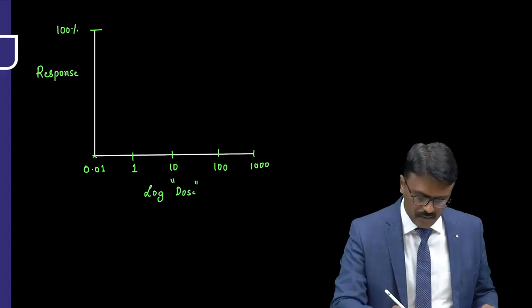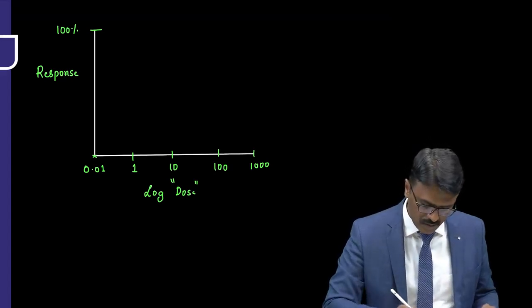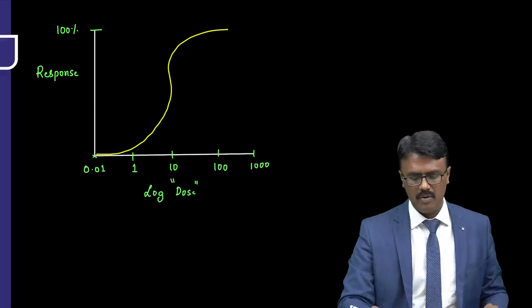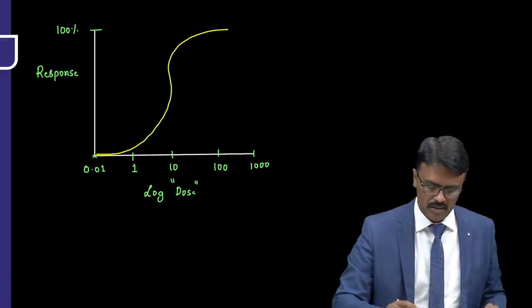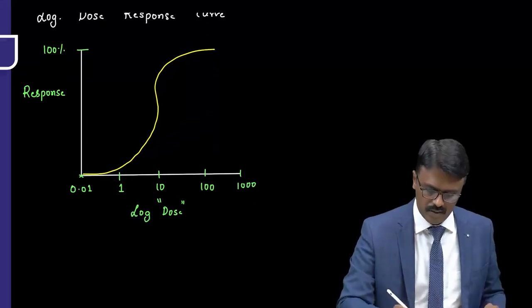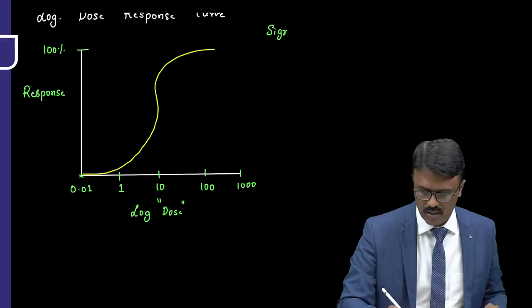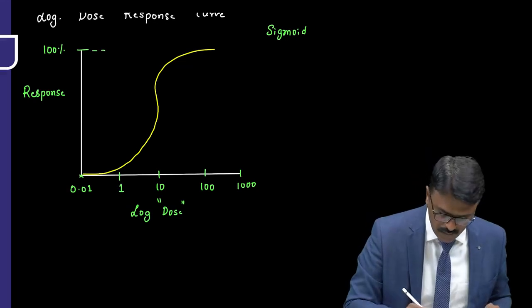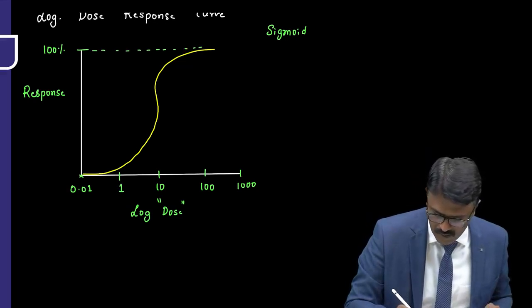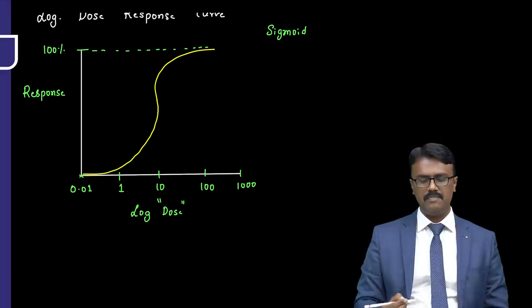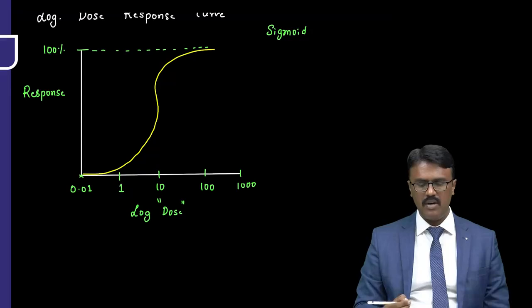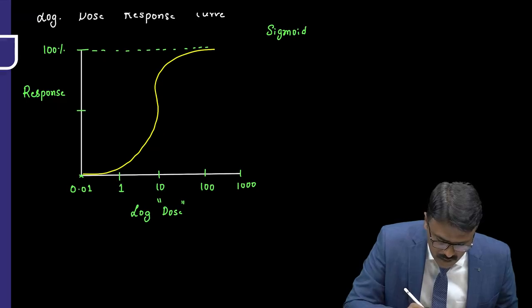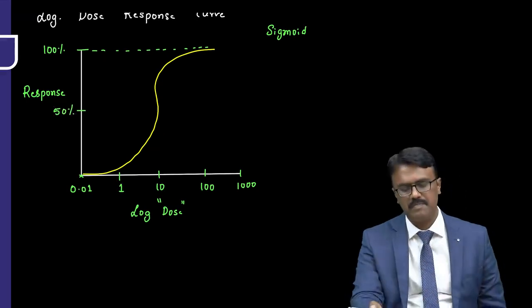Now when we plot the graph, you get a graph and the graph looks like this. So the graph looks S-shaped. And what is that S-shape called? The shape of the curve is called sigmoid shape. So the curve is a sigmoid curve. Now why after this will it not go up further? Because it has reached the maximum level. So it is an S-shaped sigmoid curve. And the maximum response is 100%. And there is one more response, that is 50% of the response.